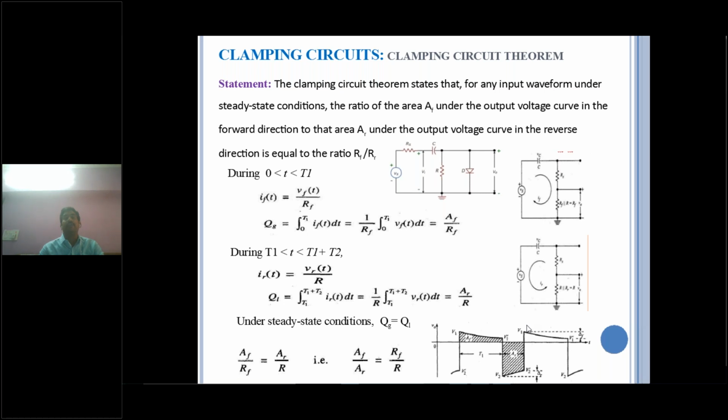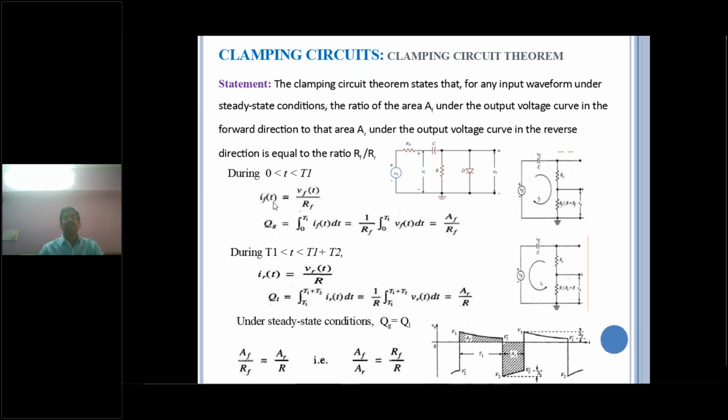This is a very important one. The clamping circuit theorem says that for any input waveform, either square waveform, sinusoidal waveform or any waveform, the ratio of the area under the output voltage curve in the forward direction to the area under the output voltage curve in the reverse direction is equal to RF by R. RF means the diode forward resistance, and R means the parallel resistance across the diode.